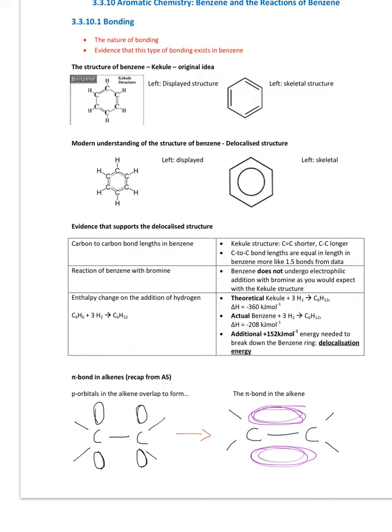Let's talk about this third piece of evidence a bit more. What is delocalization energy, and how does it happen? First, a recap of alkenes from year 1 chemistry. Alkenes have p orbitals, and to form the second bond of the C=C double bond, the p electrons overlap to form a pi bond. A pi bond exists above and below the other bond, which is called a sigma bond between the two carbons.